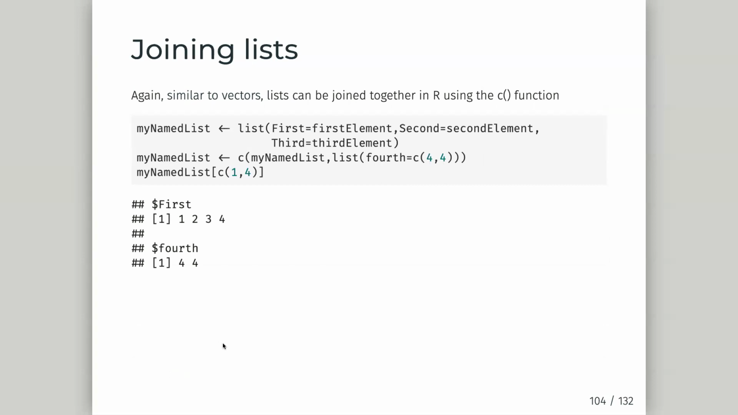Lists can also be joined, but there's a slight difference between joining vectors and joining lists together. So here I'm going to create our list again, my list, and then I'm going to create another list which has one element, fourth, which is a vector of 4 and 4. If I combine these two lists together, and here I'm just going to show the first and the fourth element in single square brackets, it's going to return a list back to me. And we can see that the fourth is actually just concatenated on this list. So we have a fourth element called fourth containing that vector.